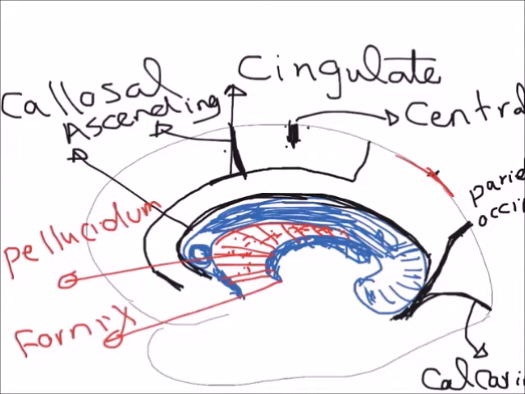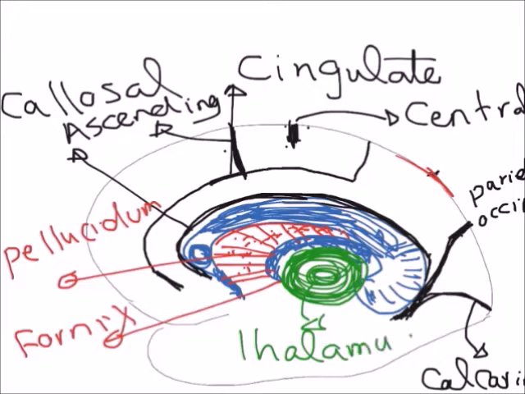Just below the fornix, we find another very important structure here, which is called the thalamus. The thalamus is the secretary of the brain, or the largest sensory relay station of the brain. It's part of the diencephalon of the brain. It's the largest part of the diencephalon, and it forms the lateral wall of the third ventricle and part of the floor of the lateral ventricle of the brain, as we will discuss later. So this is the thalamus.